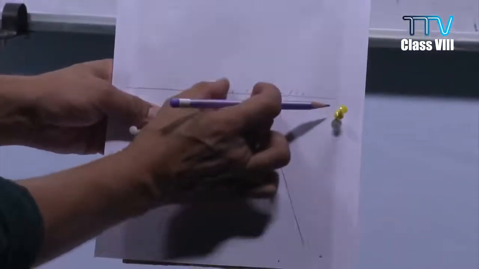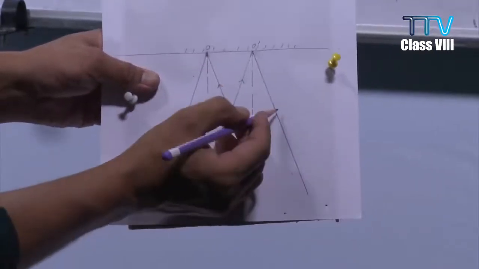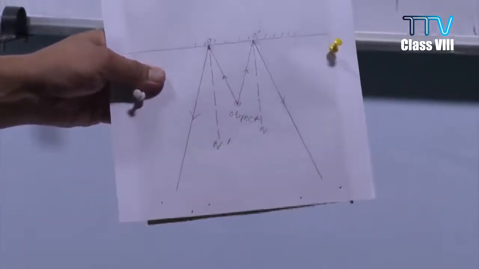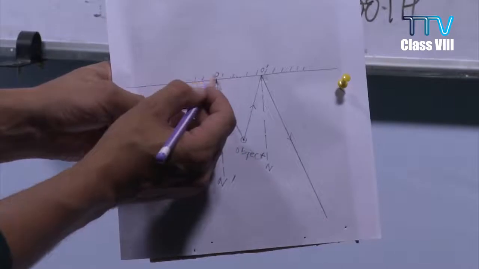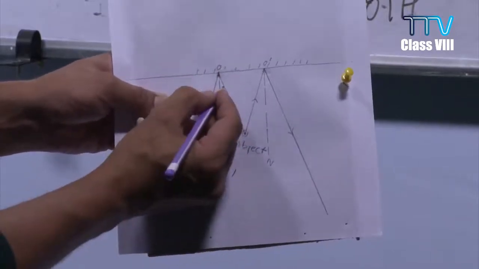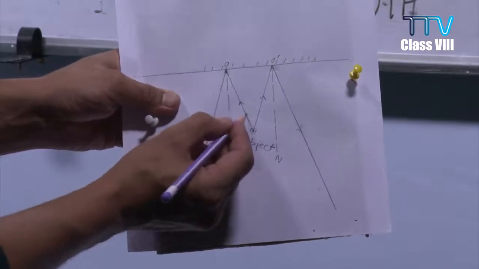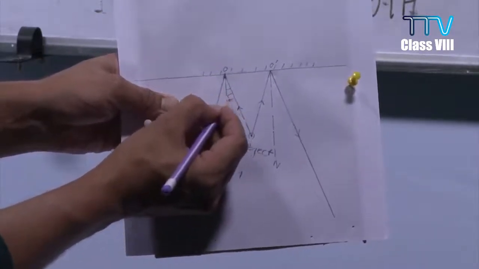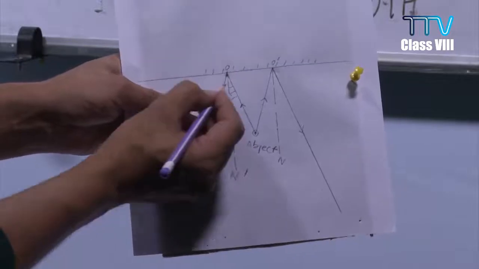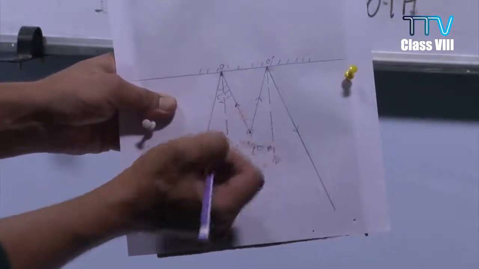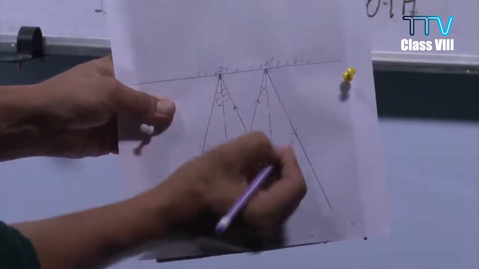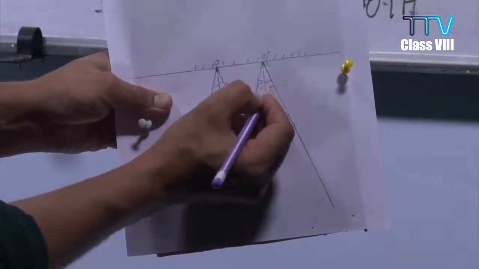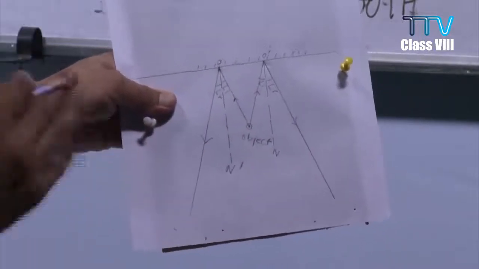At the point of incidence, the normal is drawn at a 90 degree angle to the surface. We are following the laws of reflection. The angle between the incident ray and the normal is called the angle of incidence, angle I. The angle between the reflected ray and the normal is called the angle of reflection, angle R. If this is the incident ray and this is the normal, the angle between the two is called angle I. And if this is the reflected ray and this is the normal, the angle between the two is called the angle of reflection. We are following the laws of reflection.